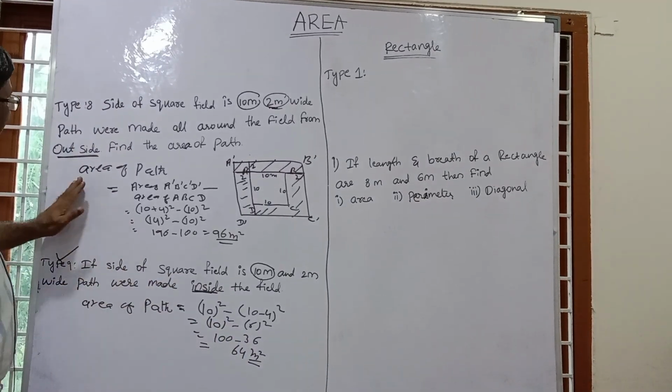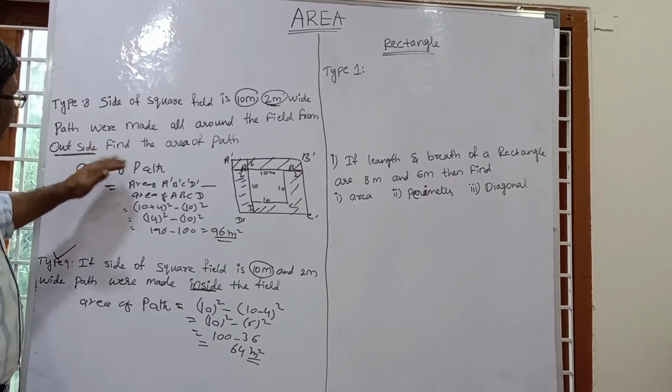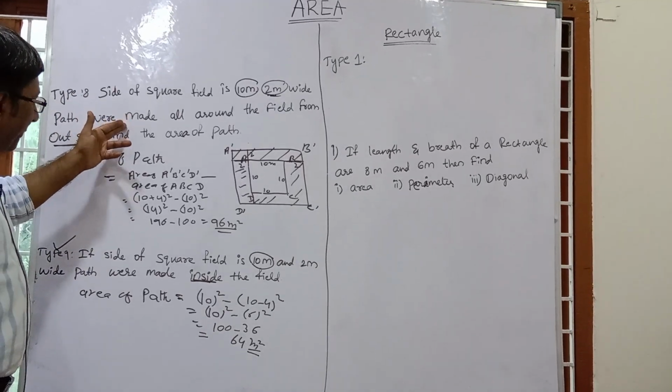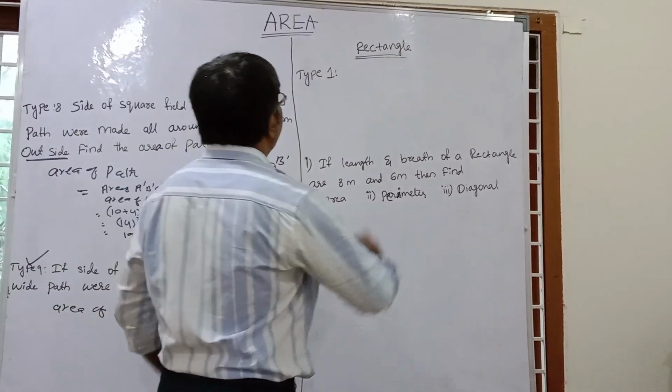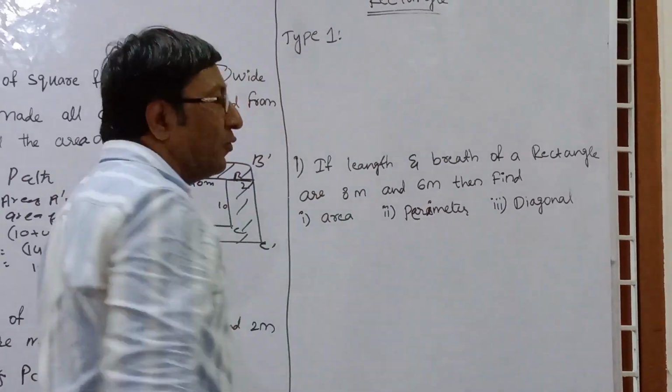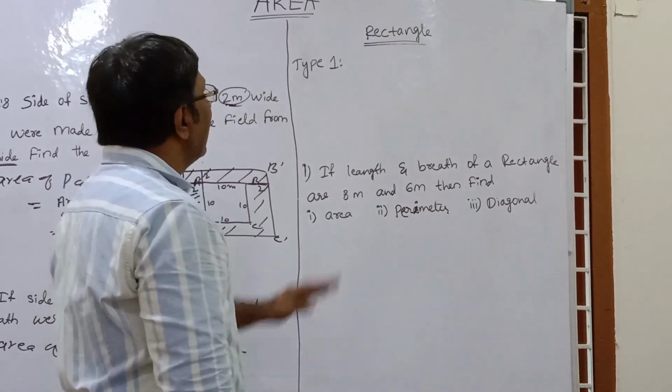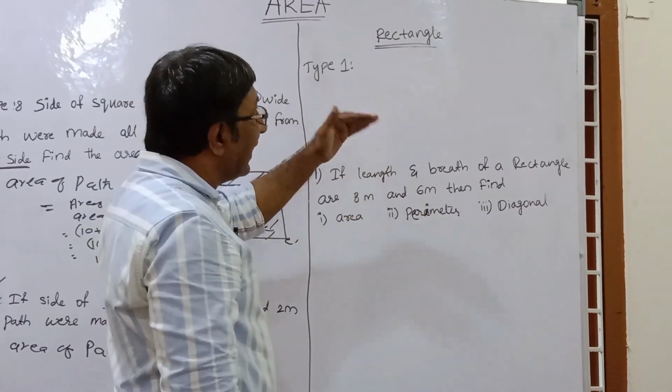So understood, you have cleared these two questions, because this is the outside path and this is the inside path. Now come to the next point, that is the rectangle. We have solved these 8 types of questions from the square. Now we are starting the next, that is the rectangle.